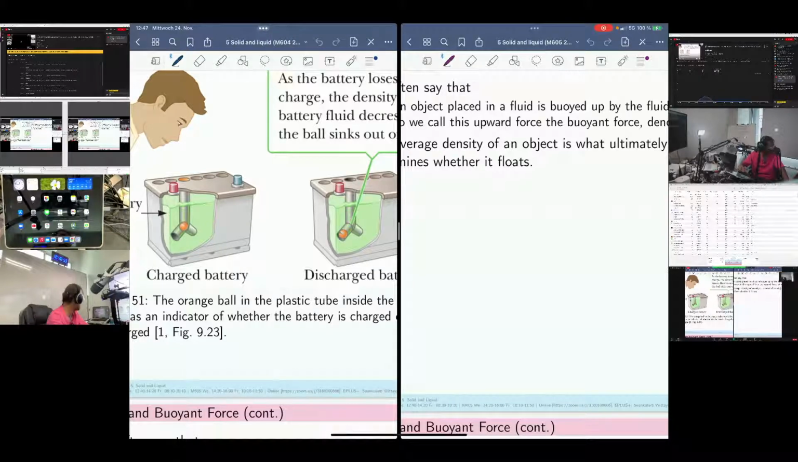Okay, this one, right? We could also have another application. Okay, the hydrometer floats higher in a denser liquid, right, than in less dense liquids.